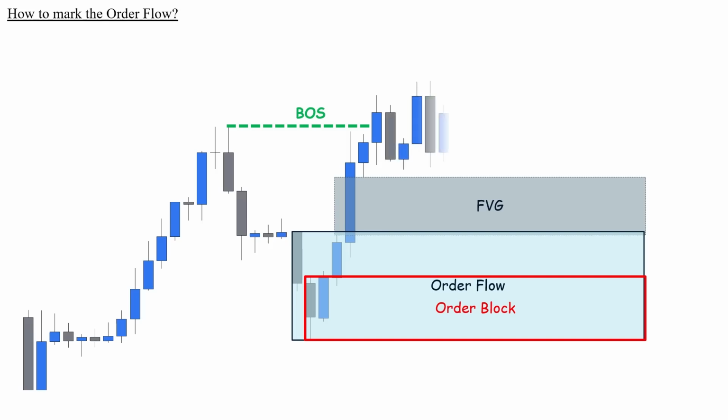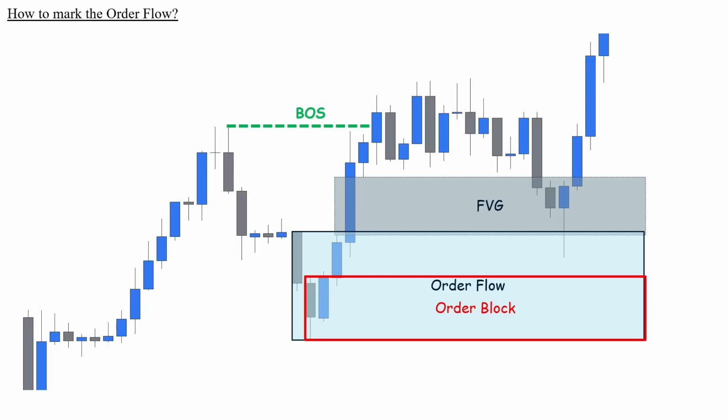Sometimes the price reverses before reaching our order block and makes us miss the trade because it's rejected from the order flow area. However, this scenario also emphasizes the importance of closely monitoring market structure for optimal trade execution.